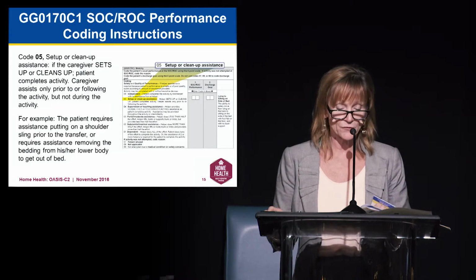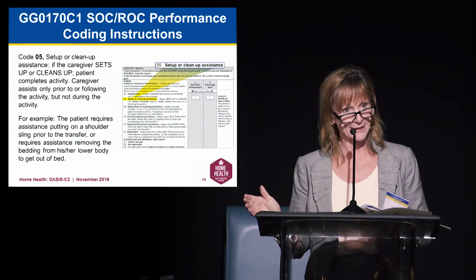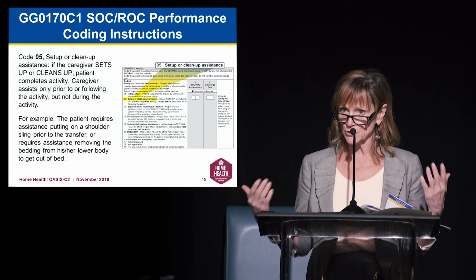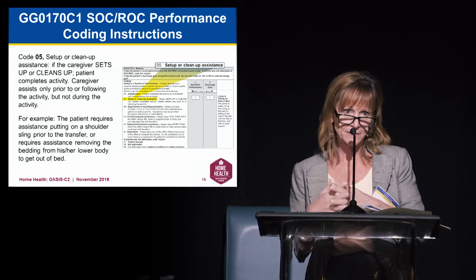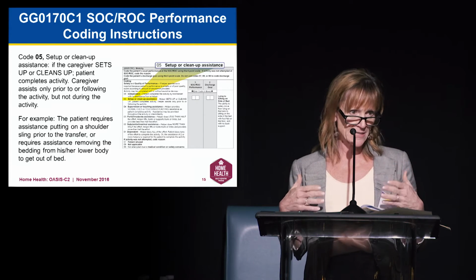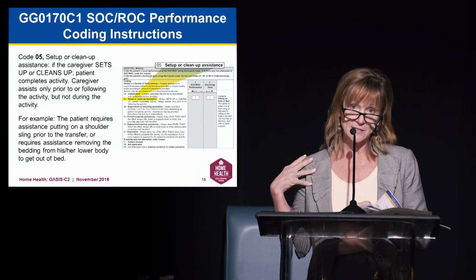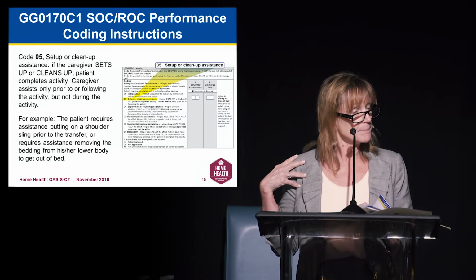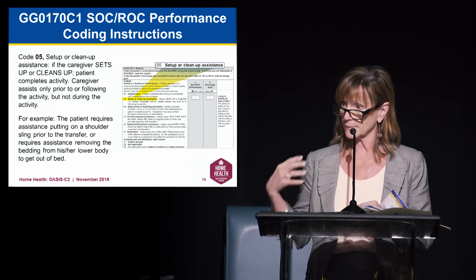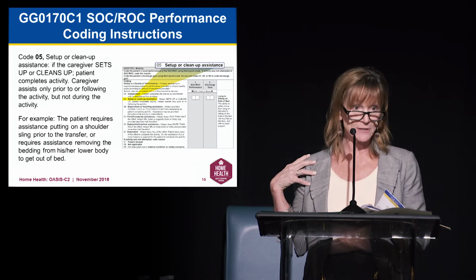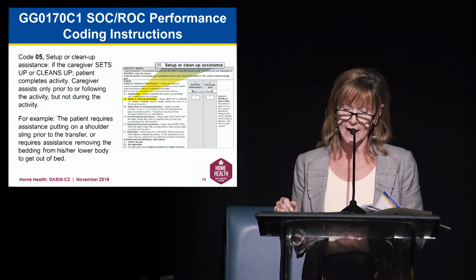Code 5 is used for setup or cleanup assistance, and that's a fancy way of talking about a patient that really can do it pretty much independently, but prior to doing the activity or immediately after the activity, they might need some setup assistance. So an example of this would be a patient that requires a sling on their shoulder to get up, and they need a caregiver to help put that sling on. So once the caregiver places that sling on, the patient's able to get up and swing their legs over and put their feet down. So that would be a score 5.